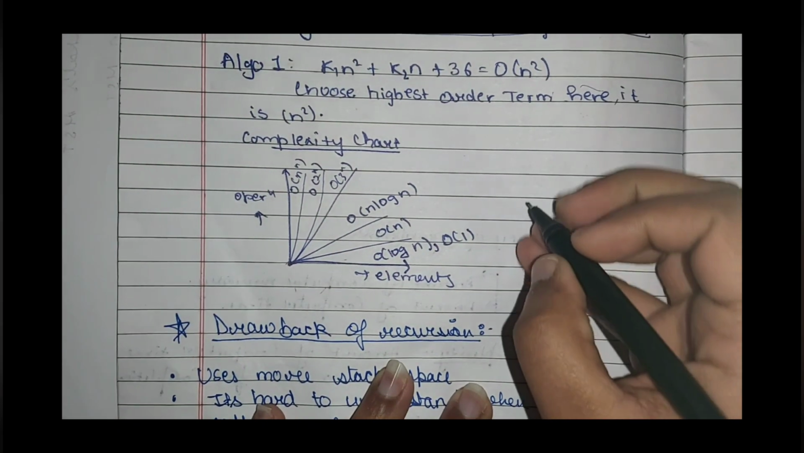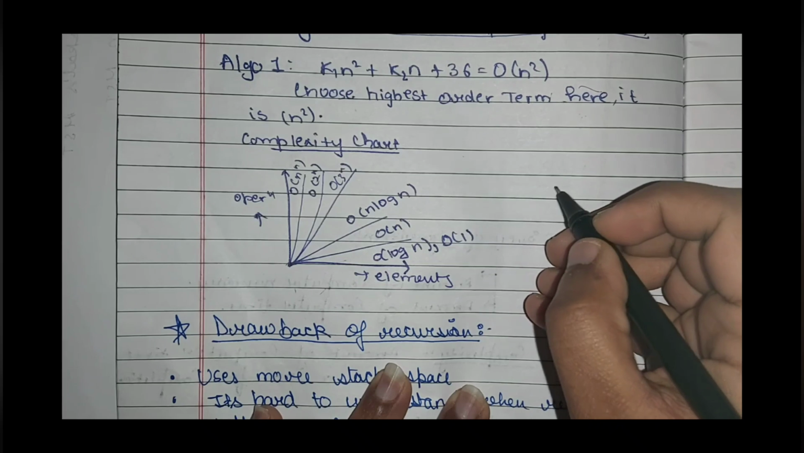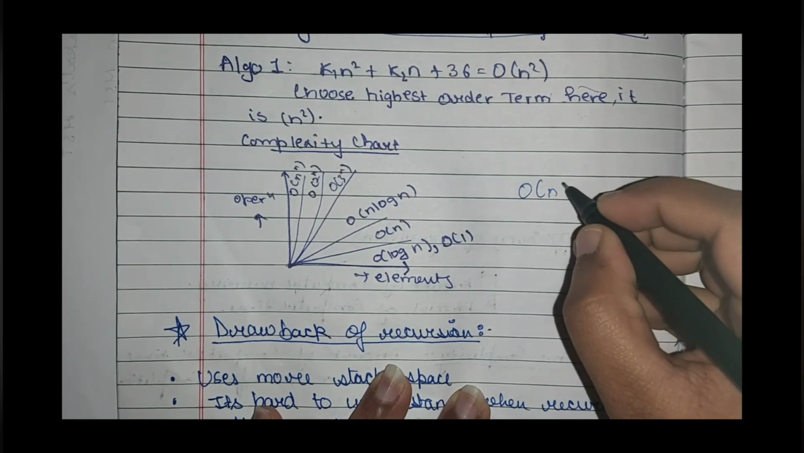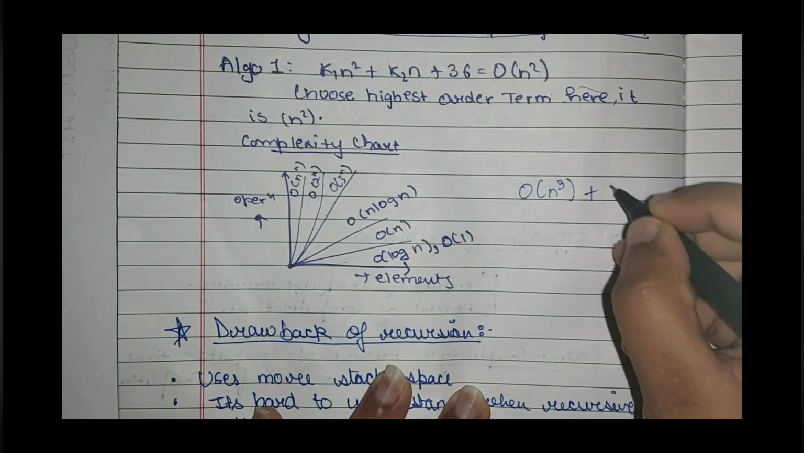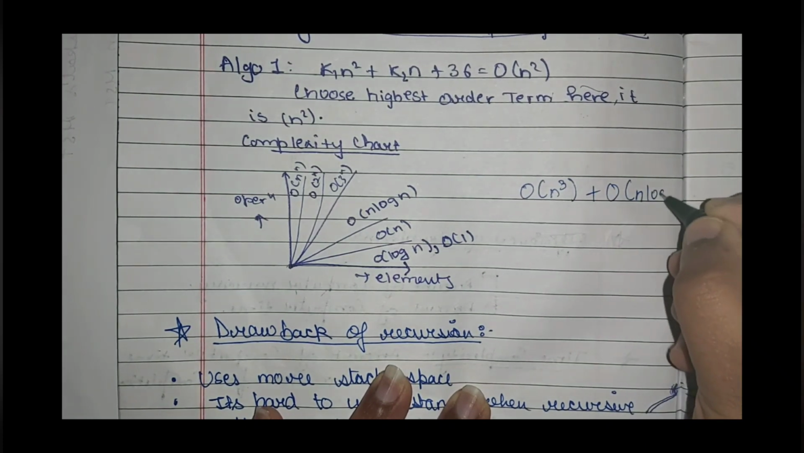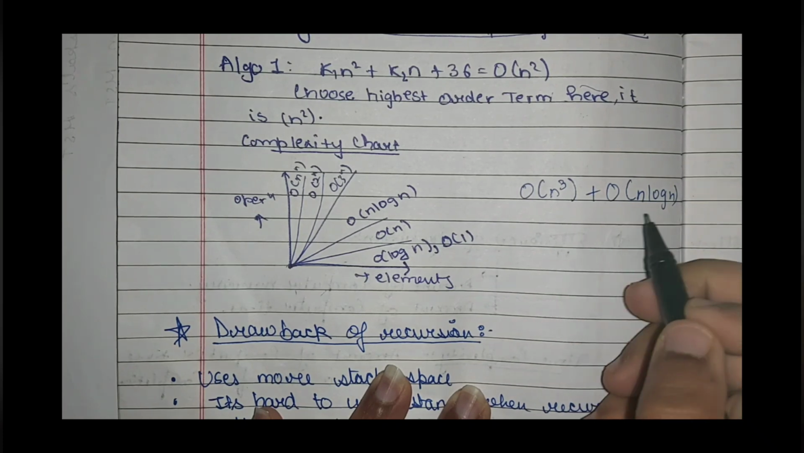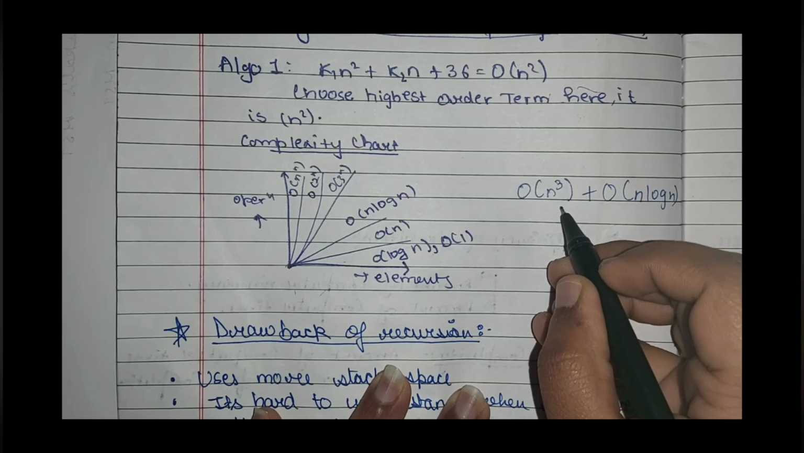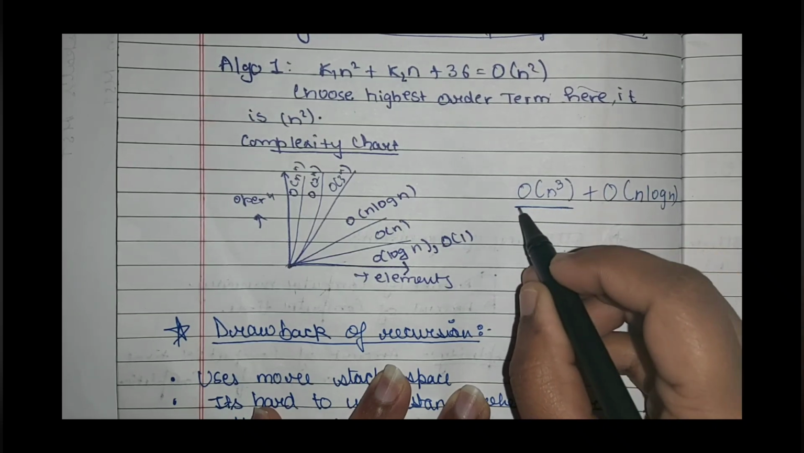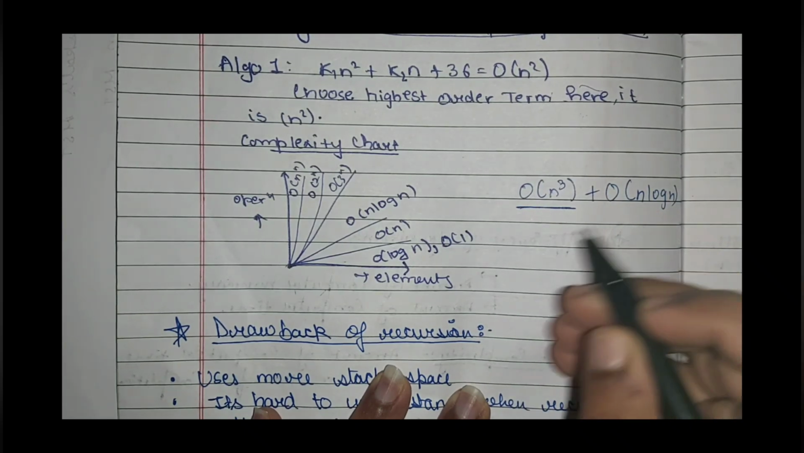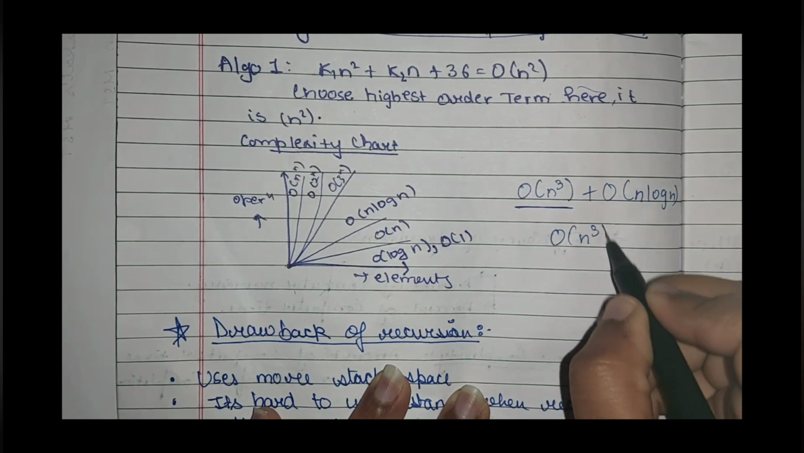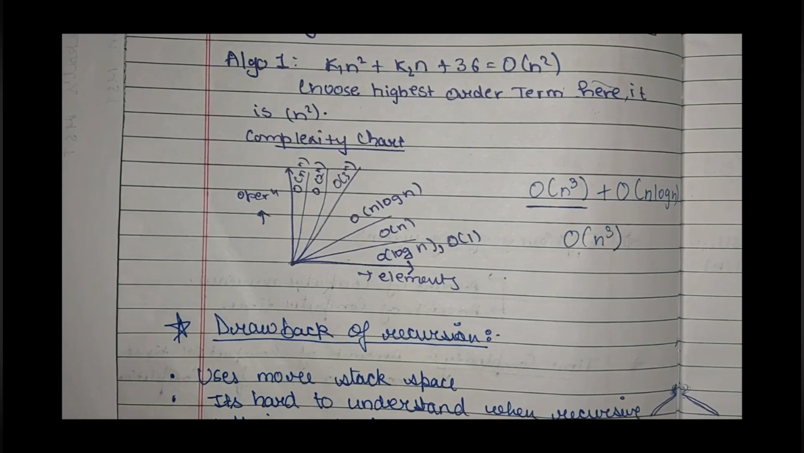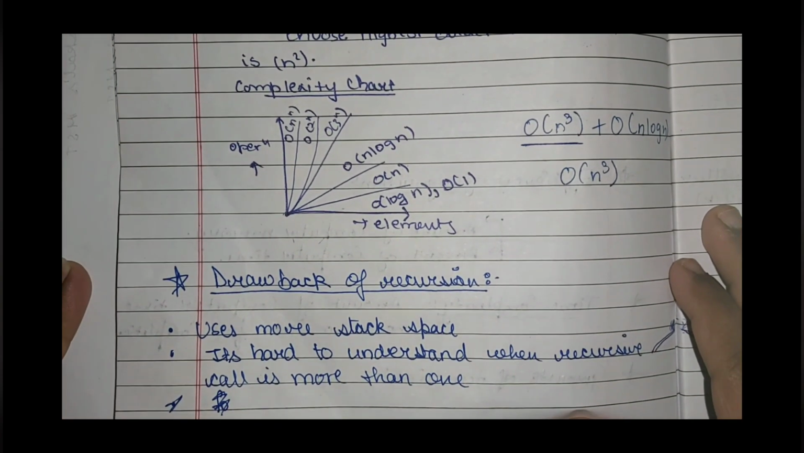Suppose we are given a question which, when solved, gives a time complexity of order of n cube plus order of n log n. We will choose the one having the greater growth function. So it is order of n cube. Our answer for the particular question will be order of n cube, not the combination of the two, right?